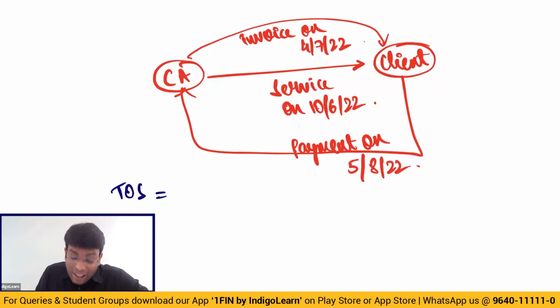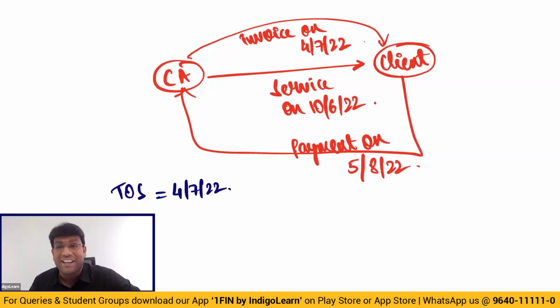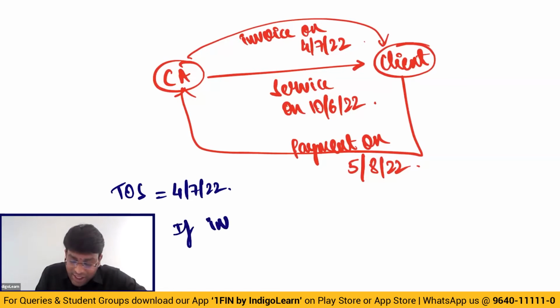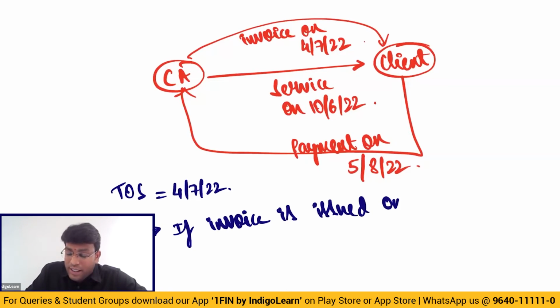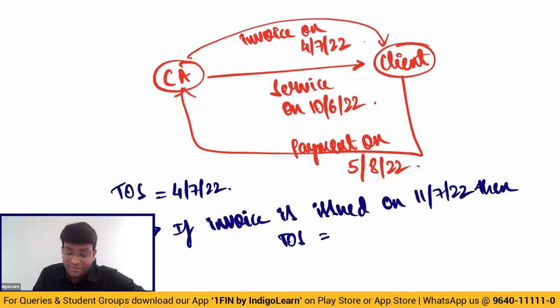Time of supply will definitely become 4/7/22 because invoice issued within 30 days. Date of invoice, date of payment, whichever is earlier. But second case you see here. If invoice is issued, let us say on 11/7/22, then time of supply will become 10th June 22.